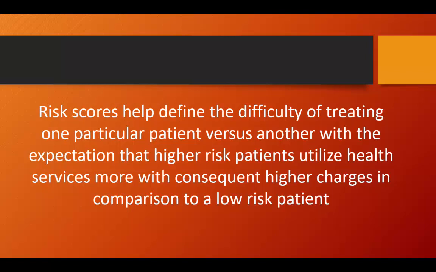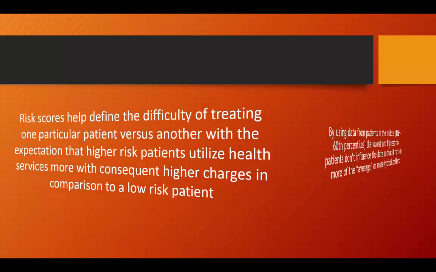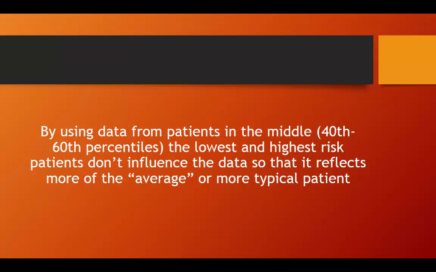Risk scores take into account factors that may affect utilization and charges, including age, gender, primary diagnosis, comorbidities, and use of prescription drugs. Risk scores help illustrate the variable complexities of treating one particular patient versus another. There is then the expectation that higher-risk patients utilize health services more, with resulting higher charges in comparison to a low-risk patient. For this study, by using data from patients in the middle, the lowest and highest risk patients don't influence the data so that it reflects more of the average or more typical patient.